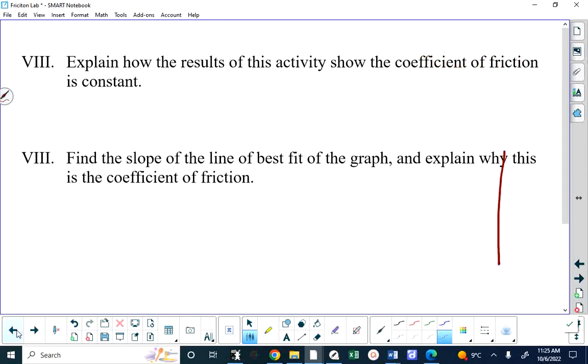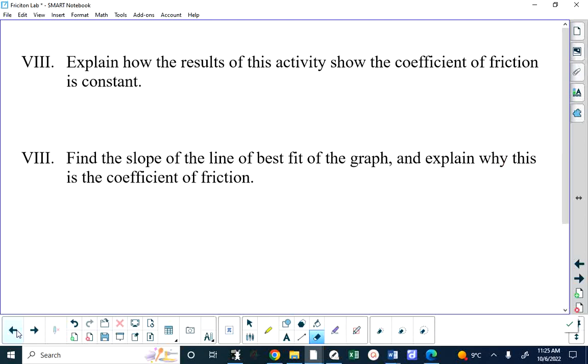So I would answer this question by saying, well, since the coefficient of friction multiplied by the normal force gives you the force of friction, and we get a straight line showing a proportionality, then the coefficient of friction is constant. But this is the part that I want you to carry over into Physics 30.